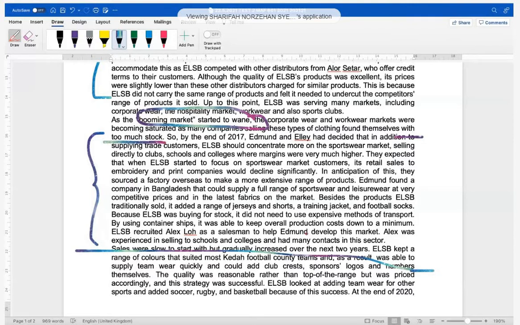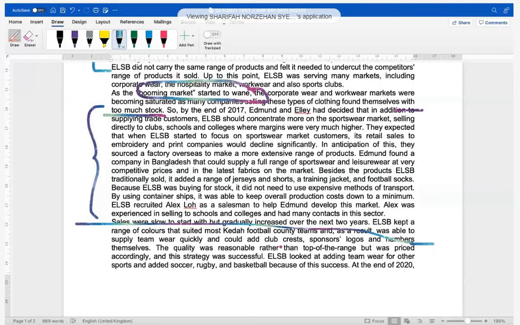By the end of 2017, Edmond and Ellie had decided that in addition to supplying trade customers, ELSB should concentrate more on the sportswear market, selling directly to clubs and colleges where margins were very much higher. They expected that when ELSB started to focus on sportswear market customers, its retail sales, embroidery, and print companies would decline significantly.